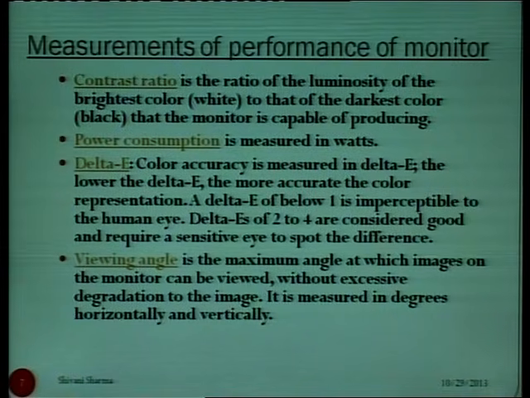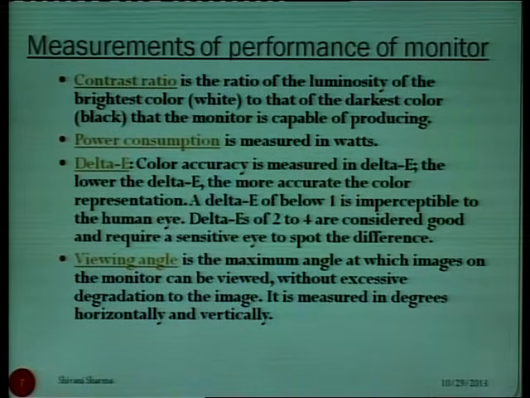Then delta E, the color accuracy, which is generally measured in delta E. The lower the delta E, the more accurate is the color representation. A delta E of below 1 is imperceptible to the human eye. Delta E's of 2 to 4 are considered to be good, and it requires a sensitive eye to spot the differences. Next is the viewing angle.